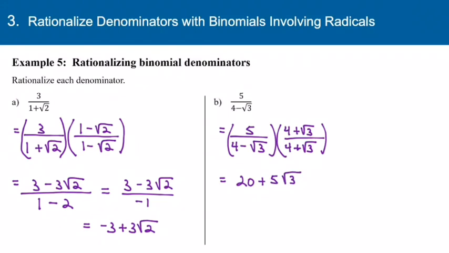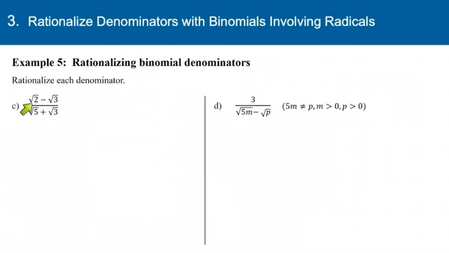And in the denominator, 4 times 4 is 16. Outer plus inner would add up to 0, but negative square root of 3 times positive square root of 3 is minus 3. Now, 16 minus 3 is 13. If there were any way to simplify this radical, we would have to do that. If there were any way to factor something out of the top and reduce, we would have to do that. But 25 and 13 do not have any common factors, so this answer is complete.